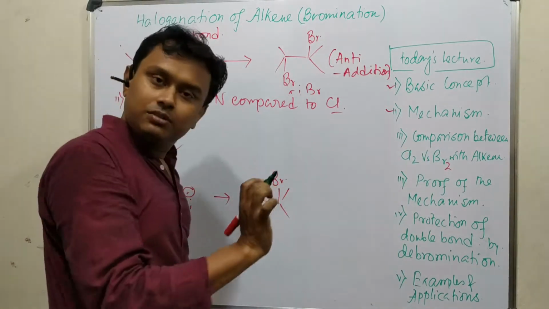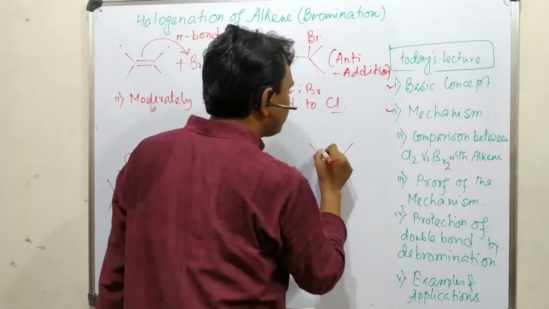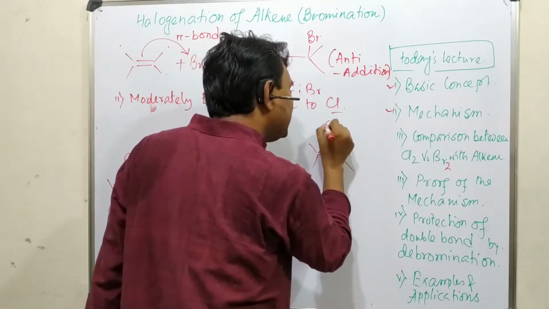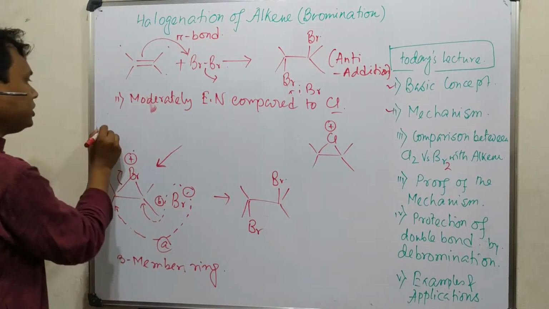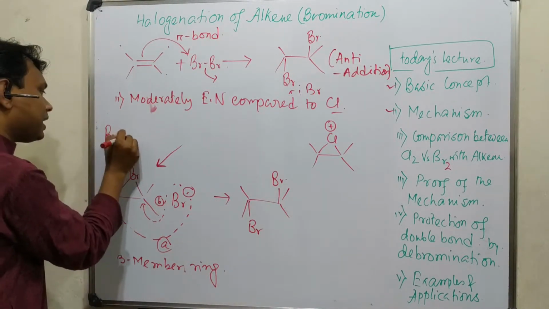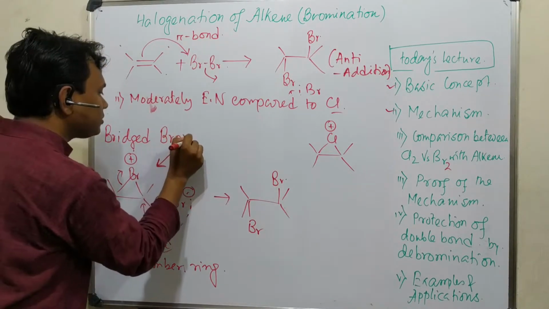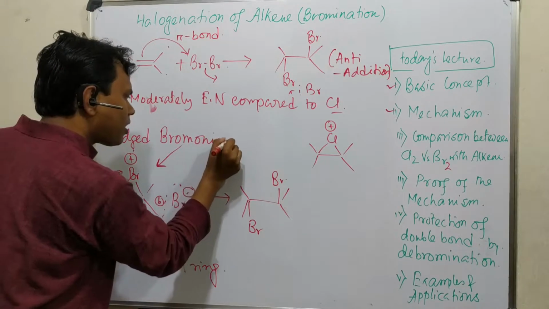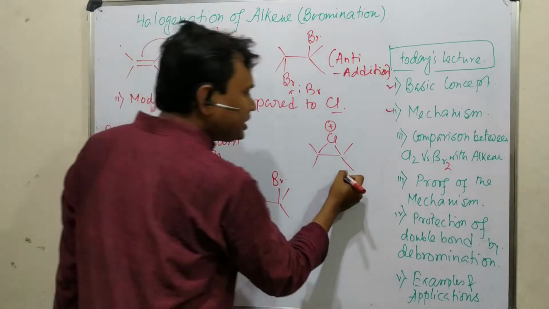In a similar fashion, this reaction will happen, and what will it produce? It will produce a bridged bromonium ion, or you can say cation. So this is a chloronium ion.